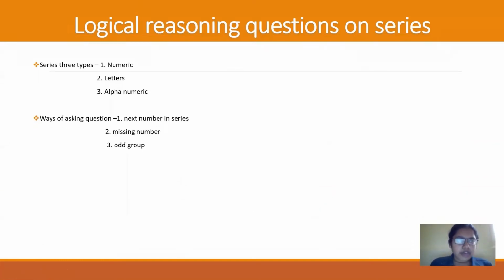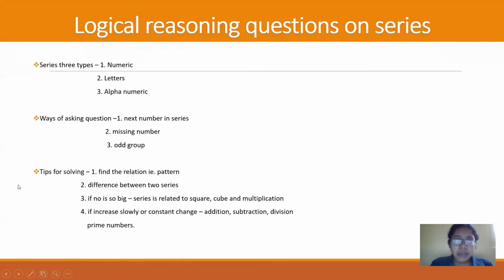There are different ways of asking questions. The first is that you will be asked to identify the next number in the series, that is 2, 4, 6, and then you will be given a question mark, meaning identify the next number. Then missing number: a middle number will not be given and you will be asked to find that middle term. Or odd group: you will be given an odd number of groups and asked to identify the odd number in between them.